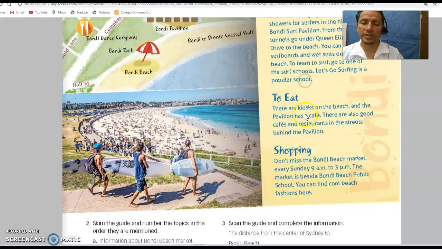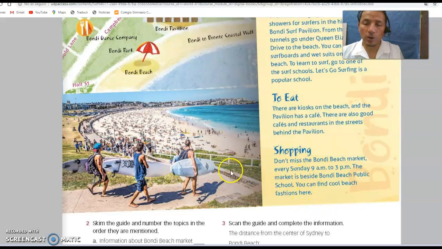To eat, there are kiosks on the beach, and the pavilion has a cafe. There are also good cafes and restaurants in the streets behind the pavilion. Shopping. Don't miss the Bondi Beach market every Sunday 9 a.m. to 3 p.m. The market is beside Bondi Beach Public School. You can find a cool beach fashion here.